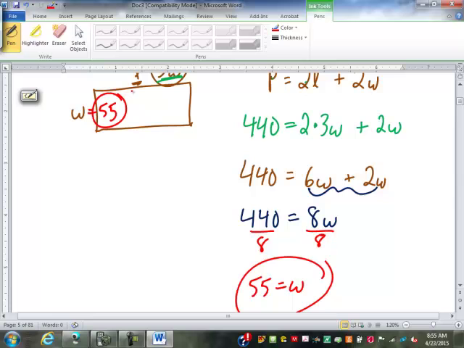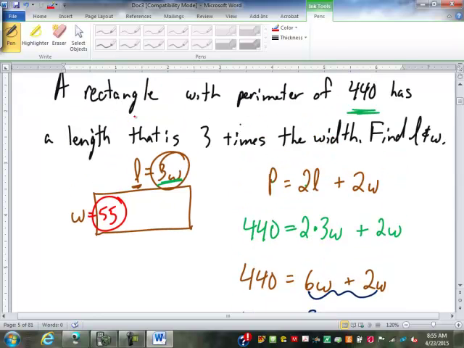All done? No, because it said to find the length and the width. We found the width. The length is going to be 3 times the width, so 3 times 55 is 165. So now we're done. We have both the length and the width.